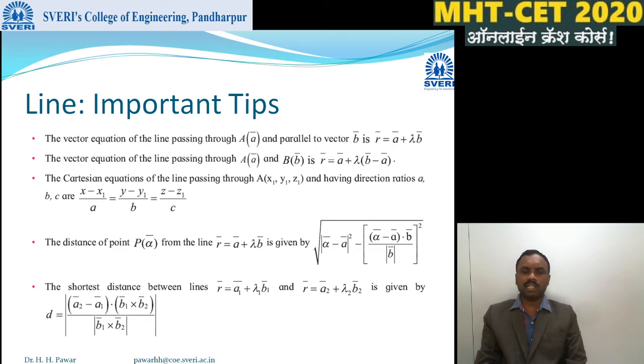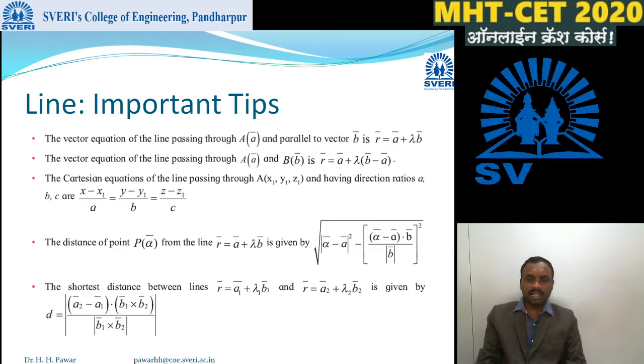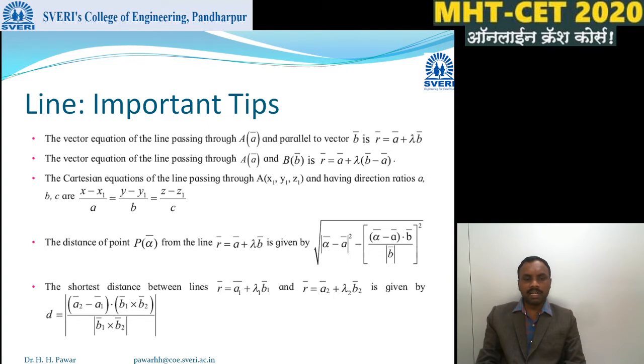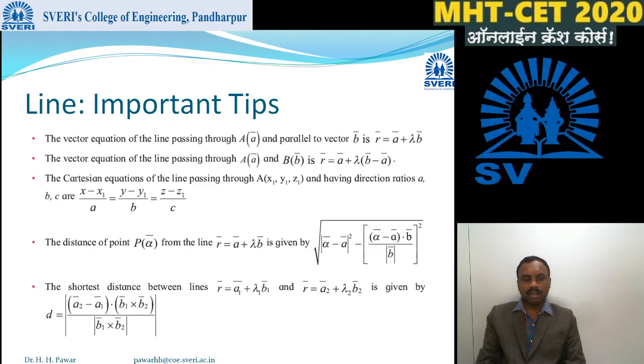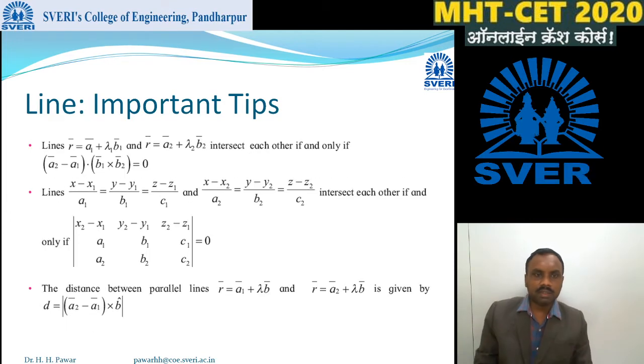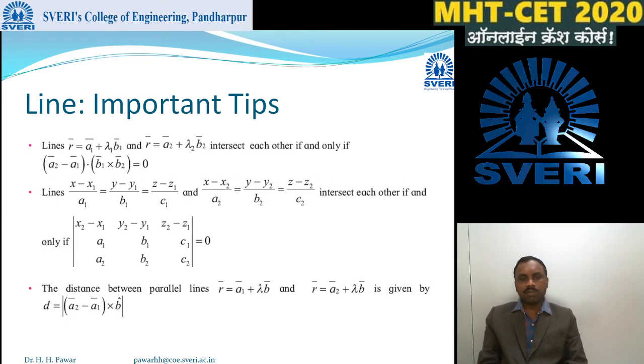Next one is the shortest distance between the lines R bar equal to A1 bar plus lambda 1 B1 bar and R bar equal to A2 bar plus lambda 2 B2 bar. Here two lines are given in terms of vector equation form. Then the shortest distance is obtained by D is equal to (A2 minus A1) dot (B1 cross B2) divided by modulus of B1 cross B2.